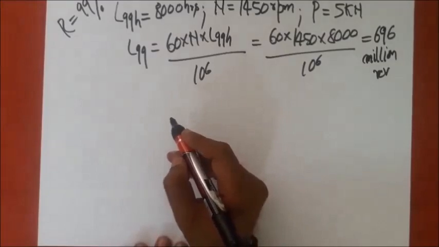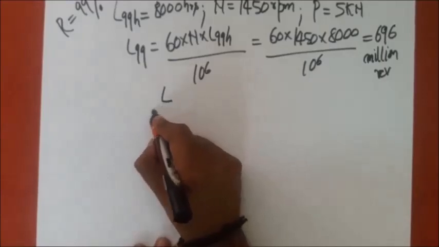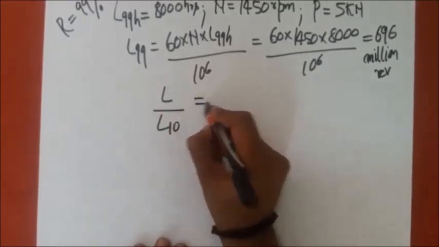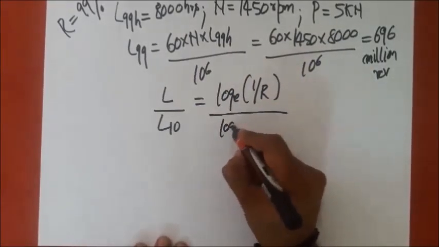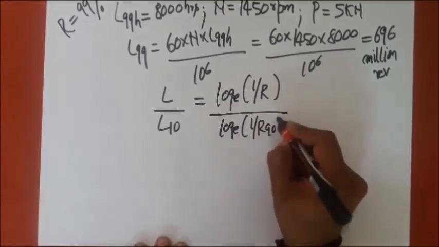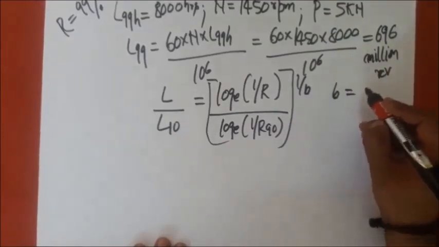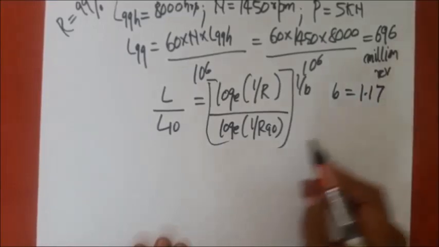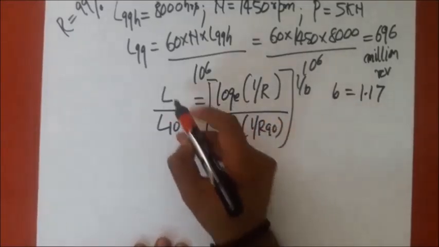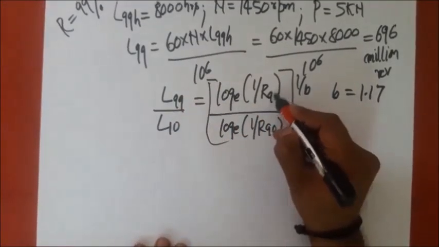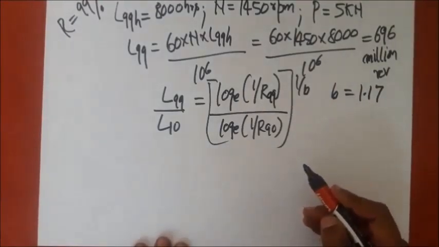Now, as we have seen in the previous session, L upon L10 equals (log e 1 upon R divided by log e 1 upon R90) raised to 1 by B, where the value of B you need to remember, that is 1.17. So here this L can be anything and this R can be anything. In our problem, that is 99, therefore L99 and R is 99. So we are going to substitute the values over here and we will calculate the L10 from this.